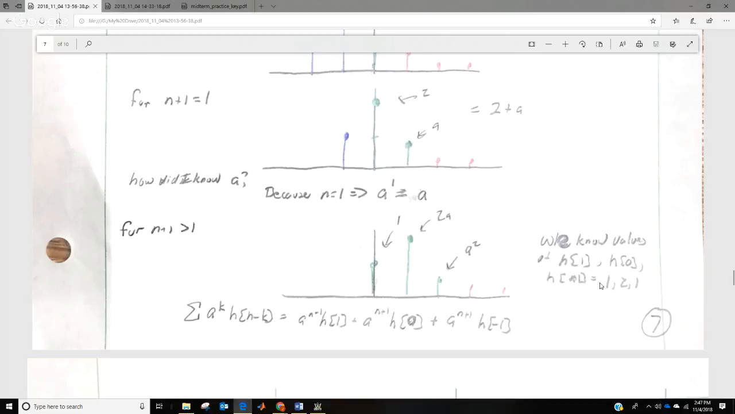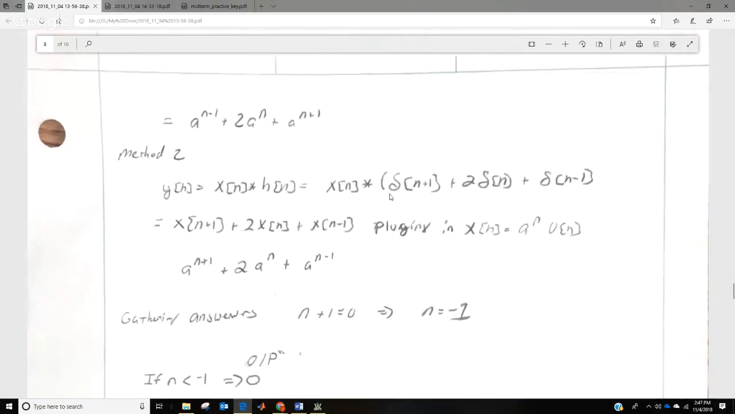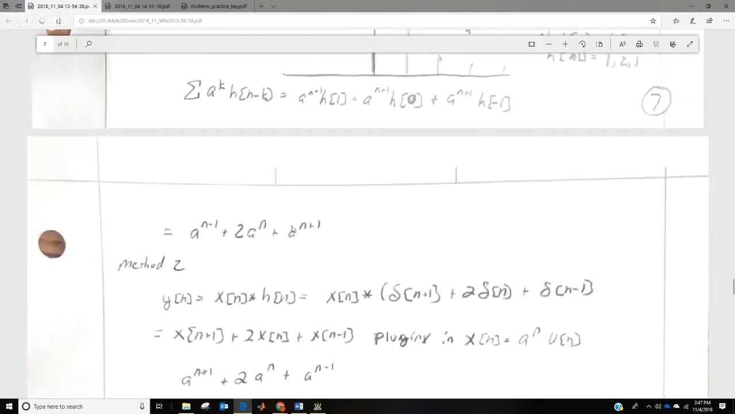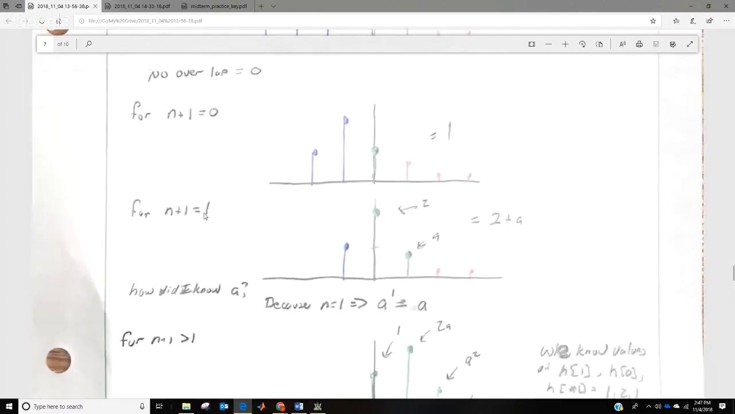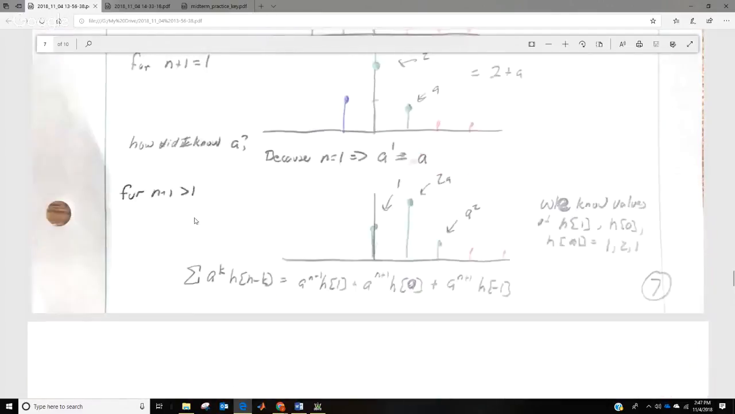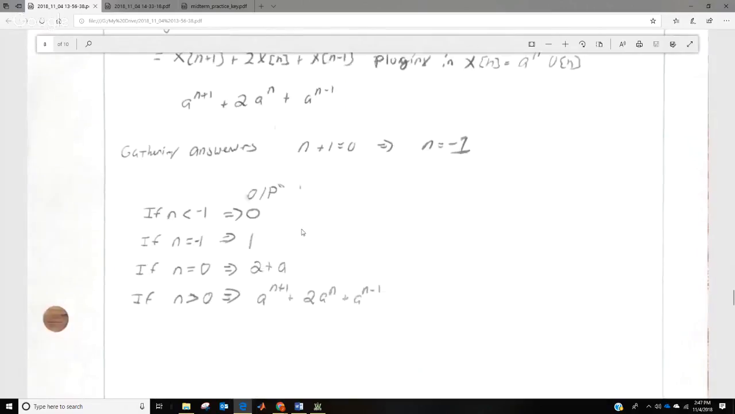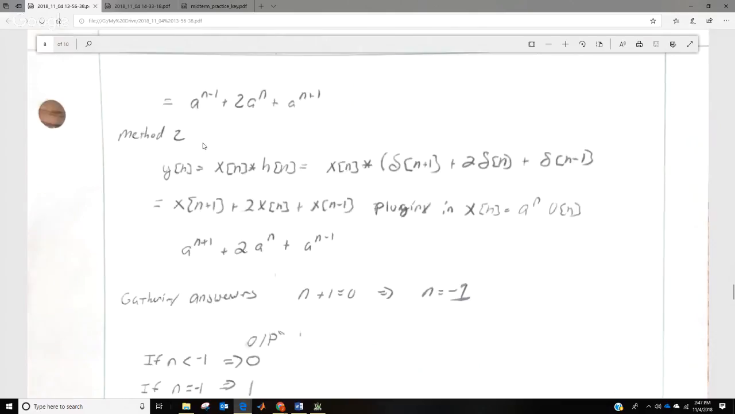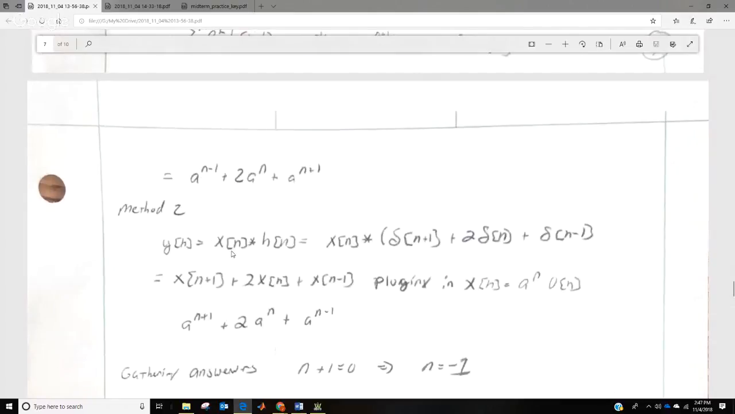Anyways, we know our values of h of 0, 1, and negative 1 because they're 1, 2, and 1 from the function. And this nicely collects all our terms. So this is for when n is greater than 1, or n plus 1 is greater than 1, so when n is greater than 2, or 2 or greater.